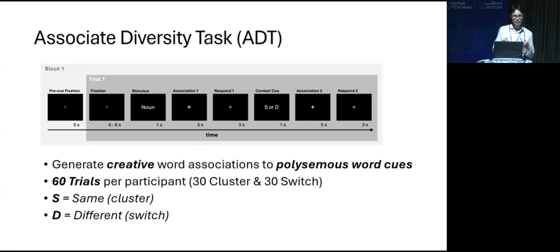Individuals were asked to first generate a creative word association to, say, the word bank. And then they were asked to generate a second word association again to bank by either clustering or switching, by staying in the same semantic category as the first association or to switch. They completed 30 trials by switching on their second association and 30 trials where they would cluster on their second association.